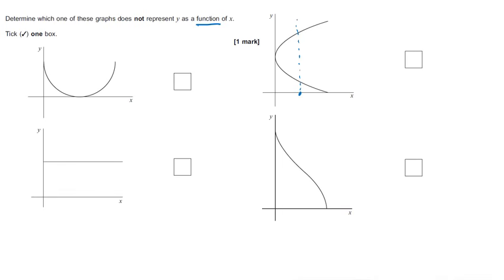So if I take this value of x there and draw a vertical line up, you can see that it crosses the curve at more than 1 point. This is sometimes called the vertical line test. If a vertical line crosses a graph at more than 1 point, it is not a function. So this is the one we're looking for.